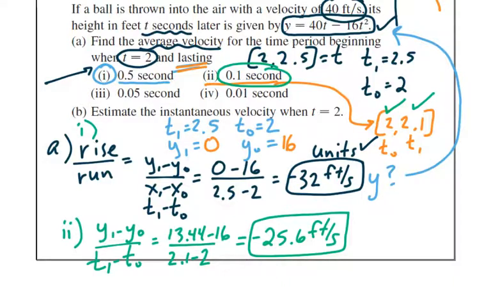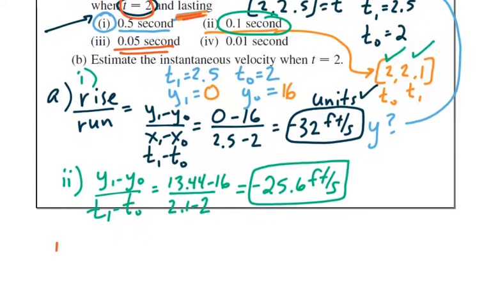Now, can you figure out on your own, guys, what this interval is going to be? If I'm starting at 2 and lasting 0.05 seconds, can you figure out the interval? Okay, good luck. Here we go. Here's part 3. Rise over run. What's the average velocity?